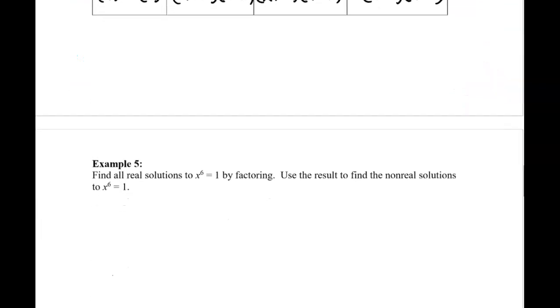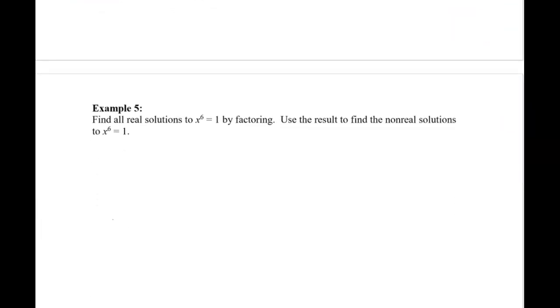Let's go to the next page. We're going to find all real solutions to x to the 6 equals 1 by factoring, and then we'll find non-real solutions too. So let's just start to factor essentially. So x to the 6th equals 1.